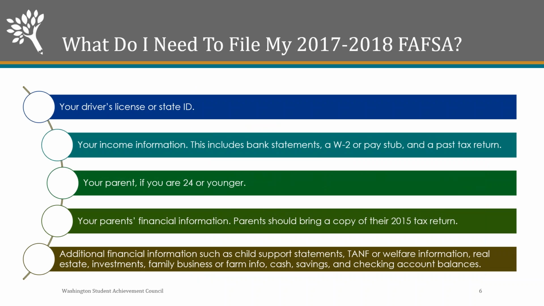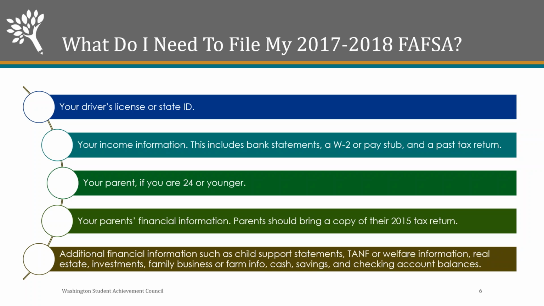What do you need to file your 2017-18 FAFSA? You're going to need a driver's license or a state ID. You'll need your income information, and this includes bank statements, a W-2, or a pay stub, or the best would be your 2015 tax return. If you're a student who is under 24 and you're considered dependent, you're going to need your parents' information as well, and your parents are also going to have to participate in this process.